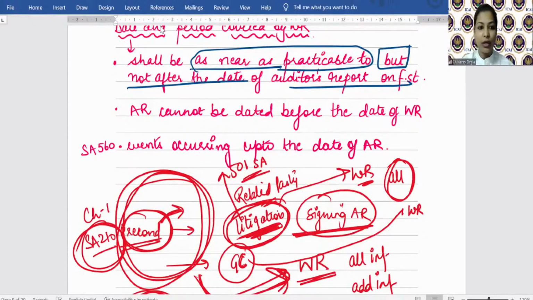statement. अब समझ आ गया होगा ना, because we have understood 560 subsequent event वाले से भी, though 560 I'll be taking in detail in the next session. Audit report cannot be dated before the date of written representation. Why? Because written representation is supporting my other audit evidence, and this point we have covered.